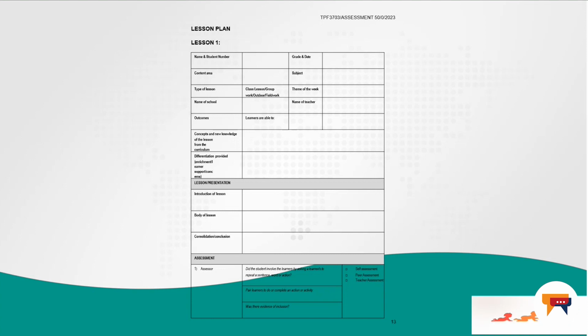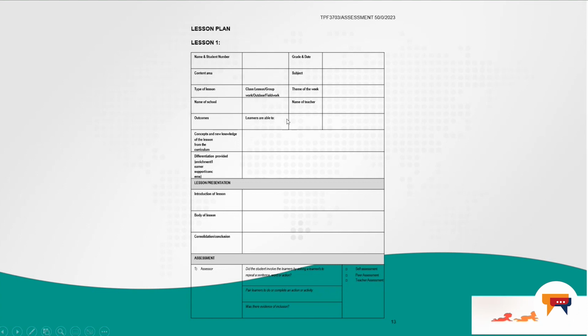Go into the class and teach, but before you teach, you must complete your lesson plan. Prepare in advance as a good teacher. What are you supposed to do? Complete the student number and name. Complete the grade and the date. Write the content area. Write what the subject is. Indicate here if it's a class lesson, a group work, outdoor or field work. Write the theme of the week. Write the name of the school. Write the name of the teacher.